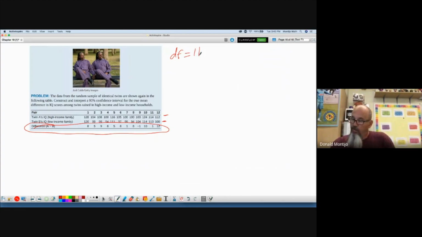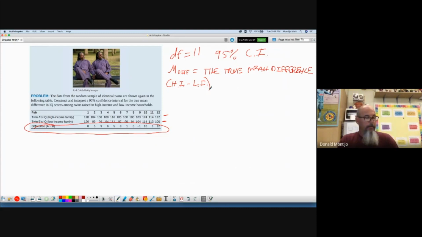What are we going to do? We want to construct a 95% confidence interval. A 95% confidence interval for what? The mean difference. Well, what is the mean difference? It's the true mean difference of what? High income minus low income. Of what? IQ scores for who? Identical twins.